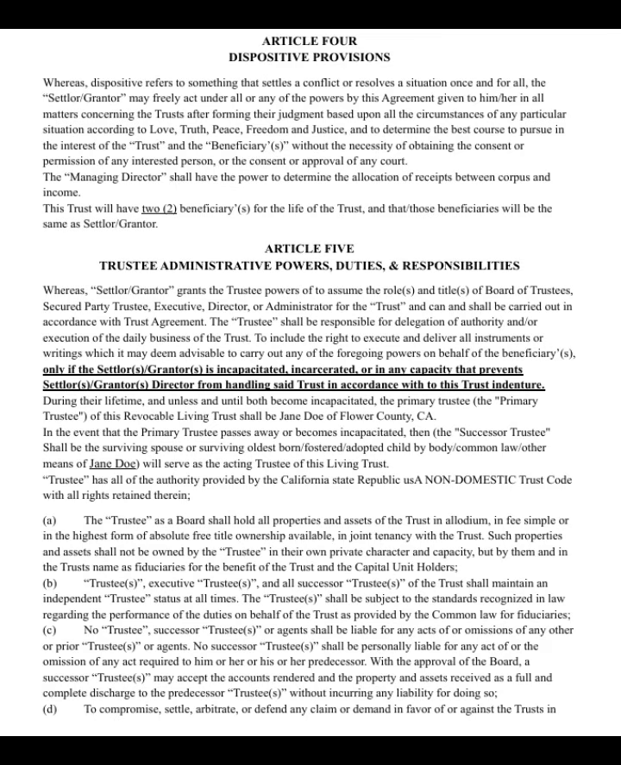So B here says that the trustee shall be subject to the standards recognized in law regarding the performance of the duties, and duties is the big word, on behalf of the trust as provided by the common law for fiduciaries. No trustee, successor trustee, or agent shall be liable for any acts or any omissions of any prior trustees or agents. No successor trustee shall be personally liable for any act or omission of any act required of him or her or his or her predecessor. With the approval of the board, and so that basically is limiting liability right there.